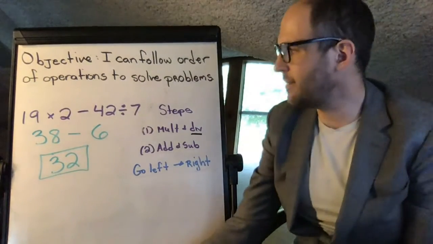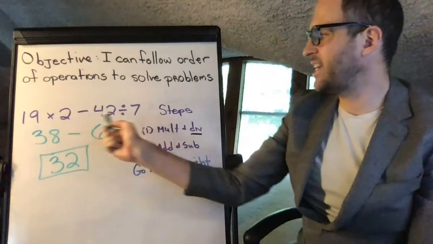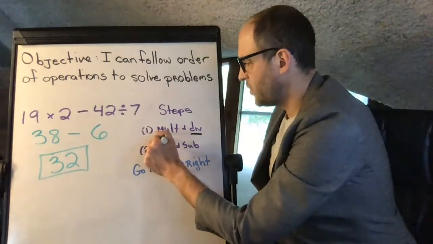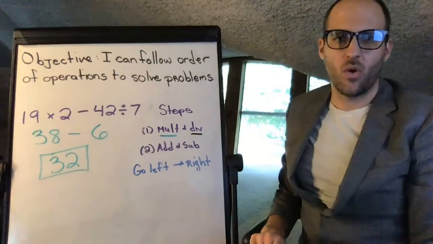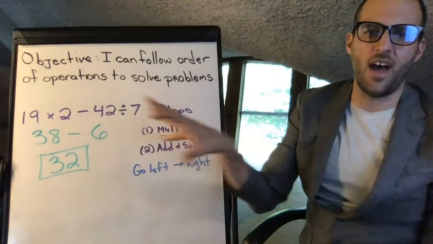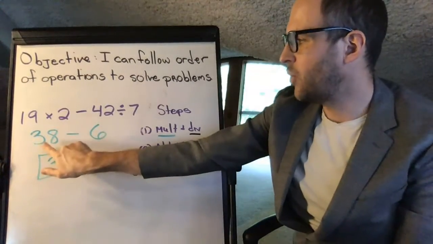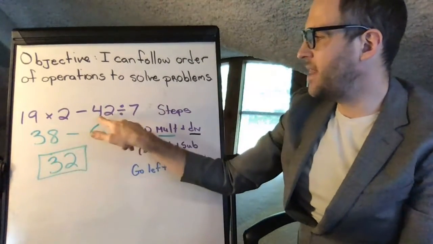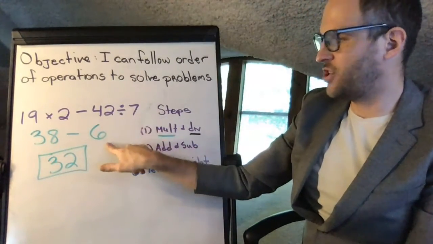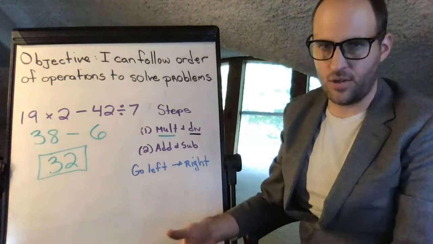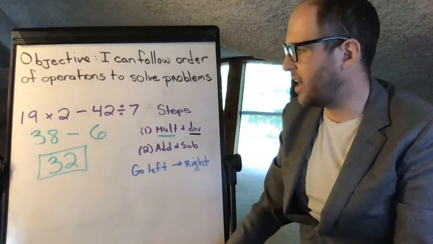In this problem, we have a multiplication and a division problem at the same time. So that actually means we have one of each here. What that means is, again, you have to work from left to right. So you have to do the 19 times 2 first, which gets 38. And then the 42 divided by 7, which is 6. I combined that into one line. If you wanted to take 2 steps to do that, perfectly okay.